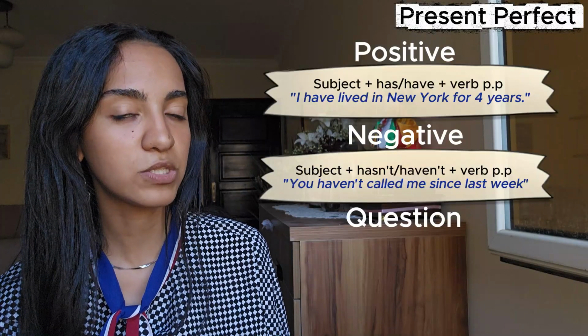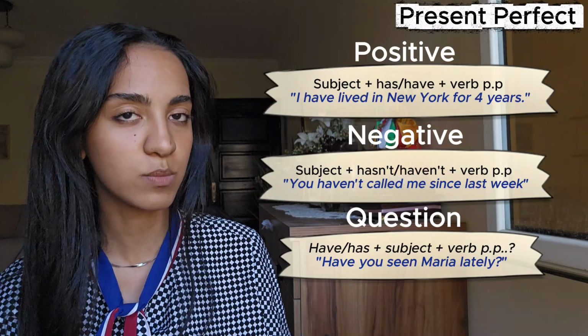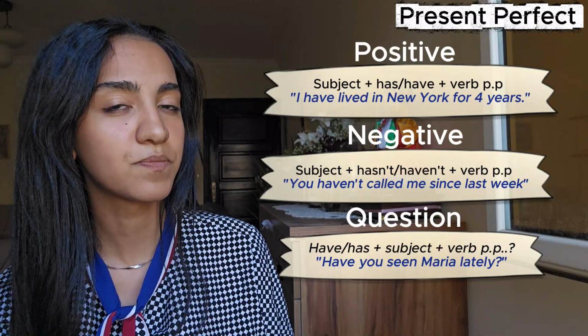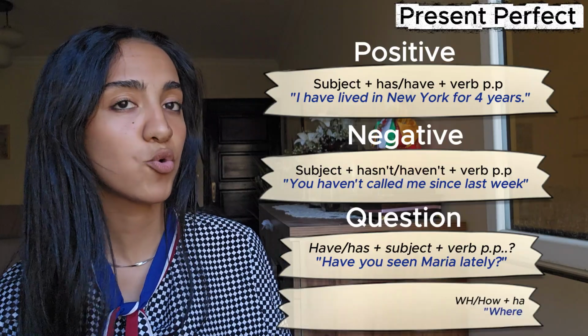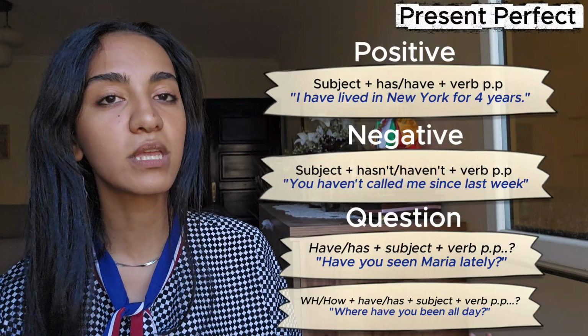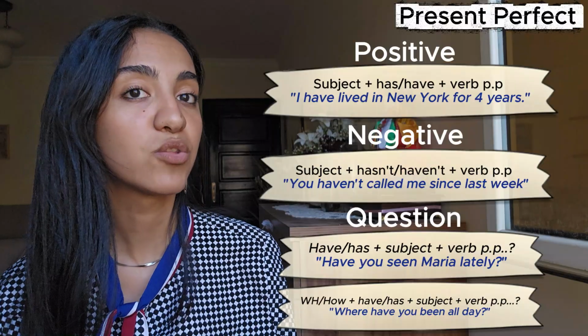For the yes and no questions, have or has, subject, the third verb or the past participle, then the rest of the sentence. Like, have you seen Maria lately? For the WH questions, when, where, who, what, any of those, then have or has, then the subject, then the verb in past participle. For example, where have you been all day?